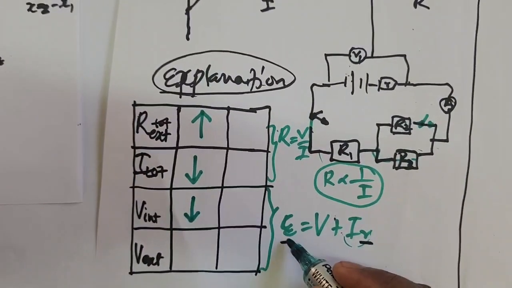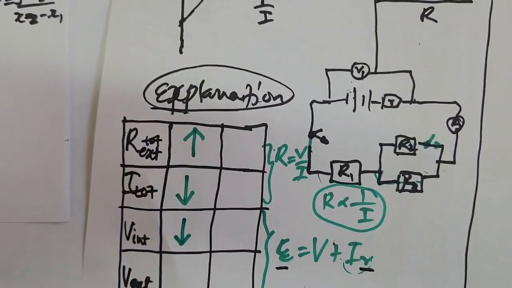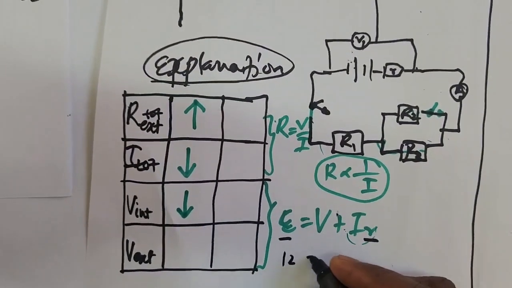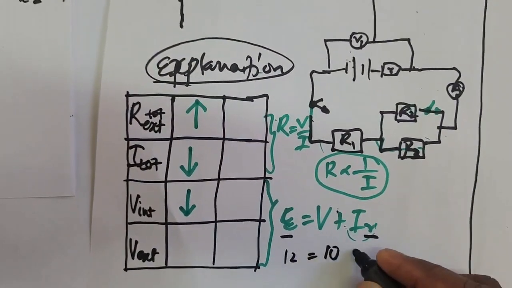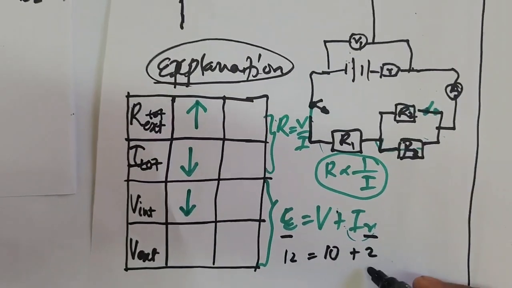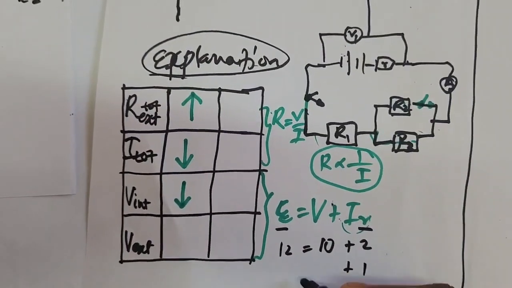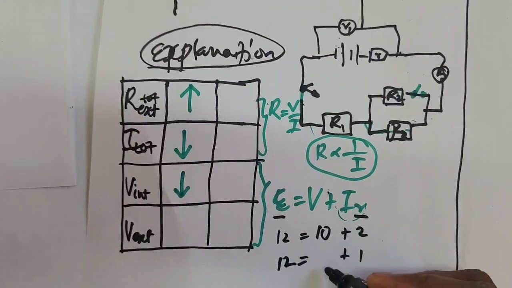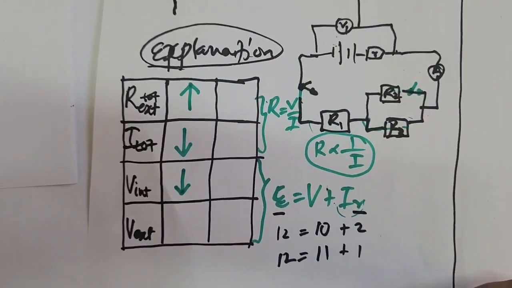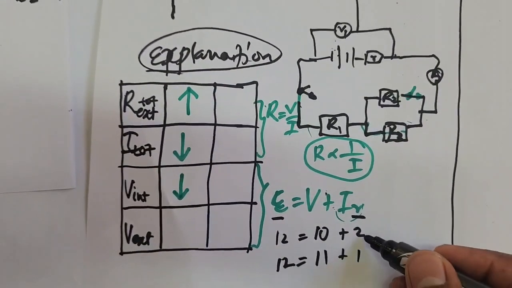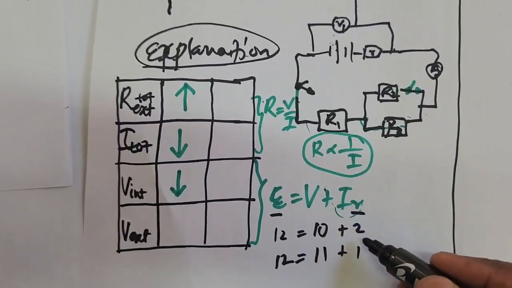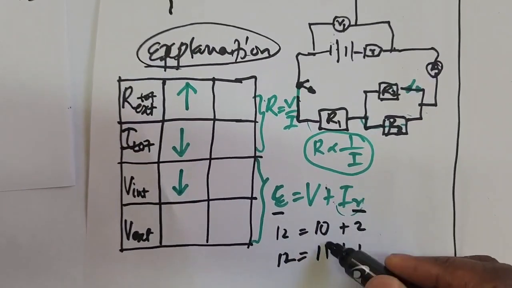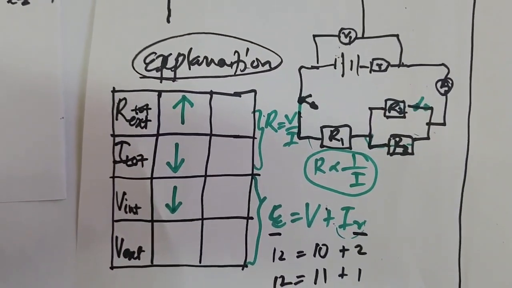And if the EMF is the same, let's say for argument's sake, I have 12 volts, maybe 10 plus 2. Now this one drops to 1. I still have 12. Therefore, now the V external will be 11. You see now, if the lost volts inside the battery decreases, the V external increases. That's what will happen here.